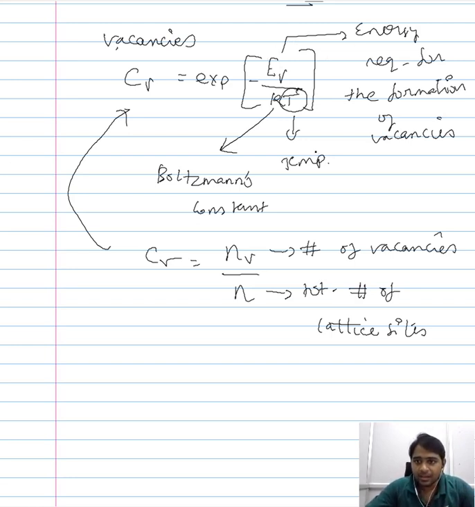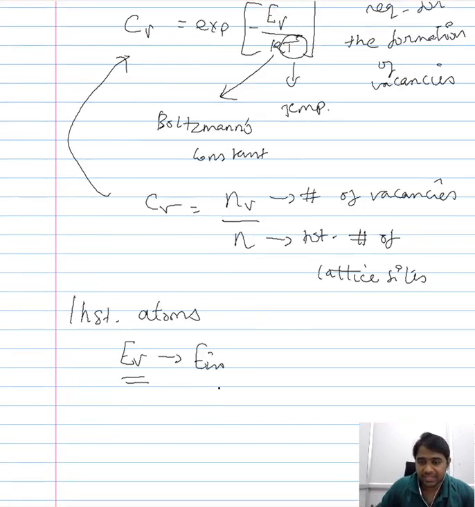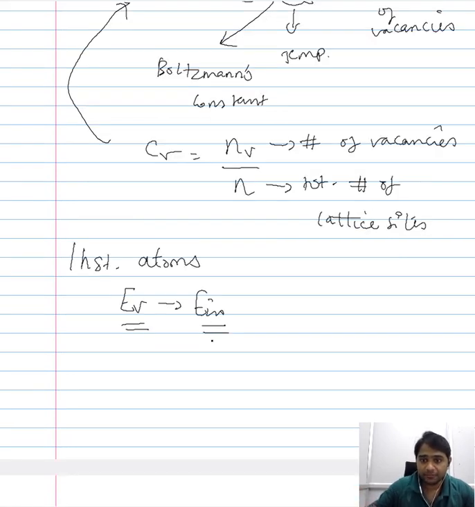Now when you want to write a similar expression for the interstitial atoms, the parameter that you need to change is EV to EIN, because the energy required for the formation of vacancies is not equal to that of the energy required for the formation of interstitial atoms. As a matter of fact, the energy required for the formation of interstitial atoms is close to or approximately 4 times that of the energy required for the formation of vacancies.